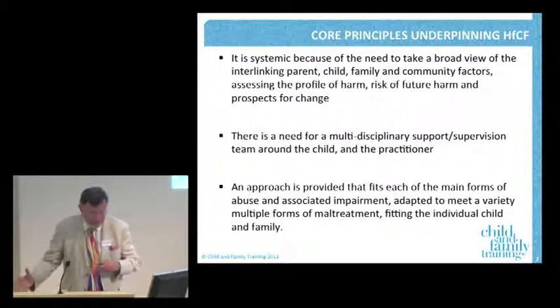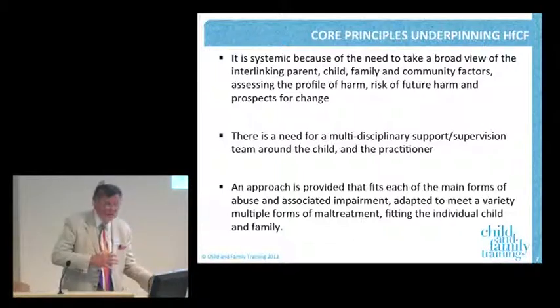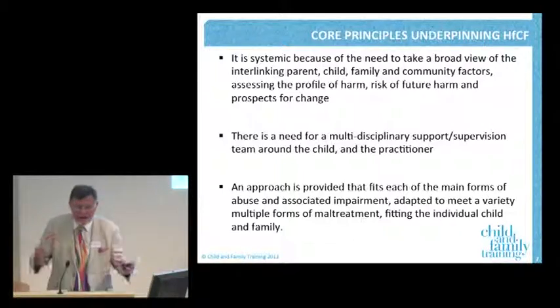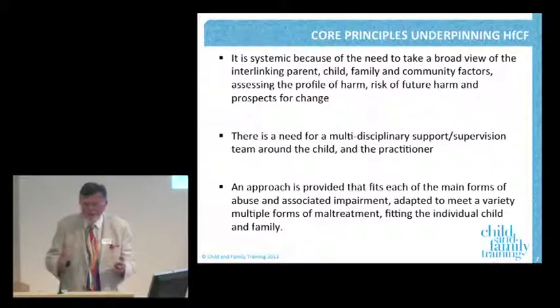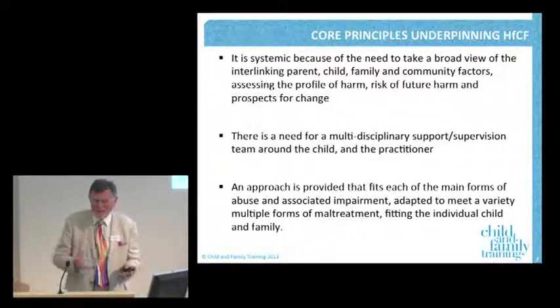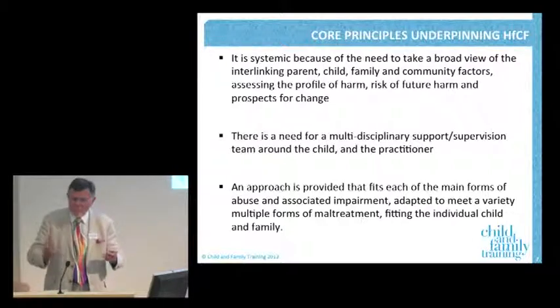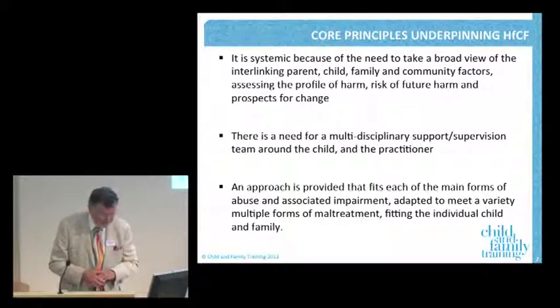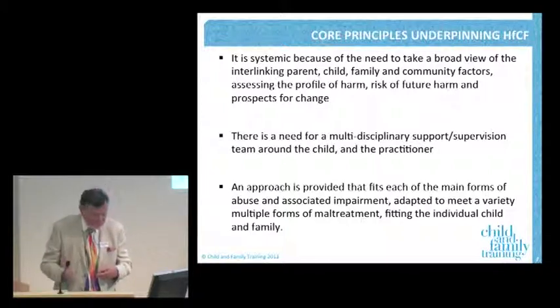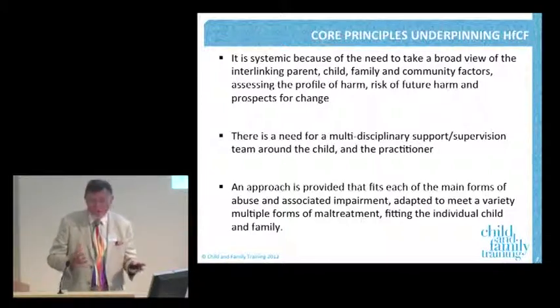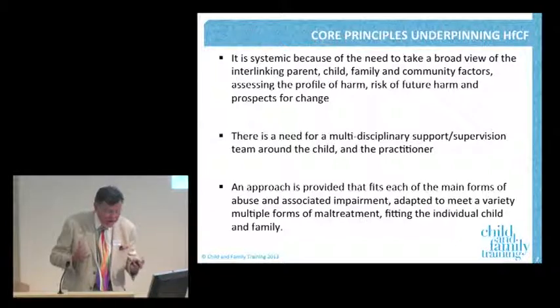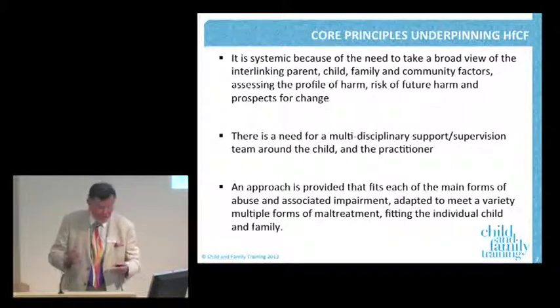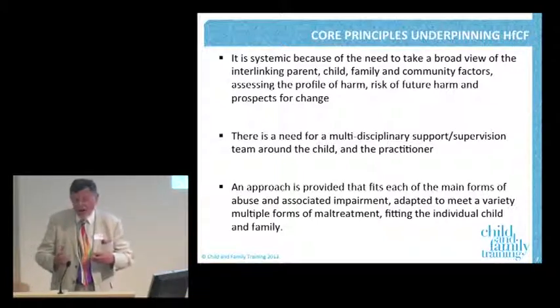Needs to be multidisciplinary support, supervision, the team around the child, and perhaps, so importantly, the team around the practitioner, not just the team around the child, but the practitioner, to support the practitioner in terms of being able to effect change. An approach is provided that fits each of the main forms of abuse and associated impairment, adapted to meet a variety of the multiple forms of maltreatment, fitting the individual child and family.